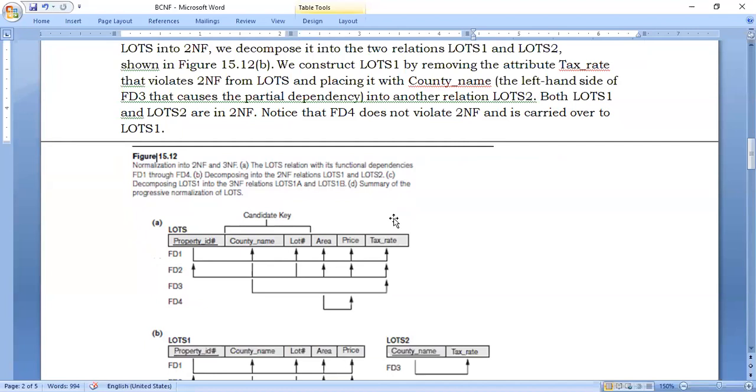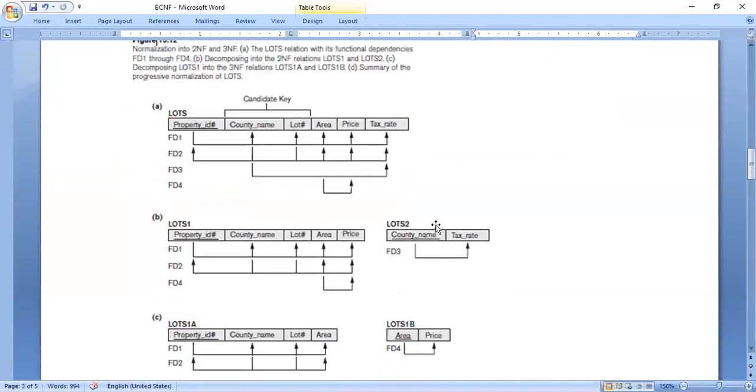Yes. So here we can see, after separating this tax rate and country name, now we understand this lots 1 is in the second normal form. So we have to understand whether it is in third normal form. So in the third, as per the rules of third normalization, we have to see what are the functional dependencies that exist in this table.